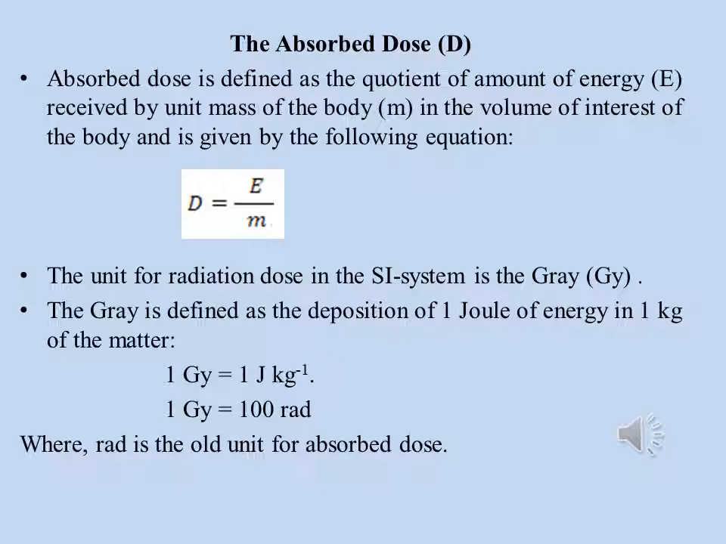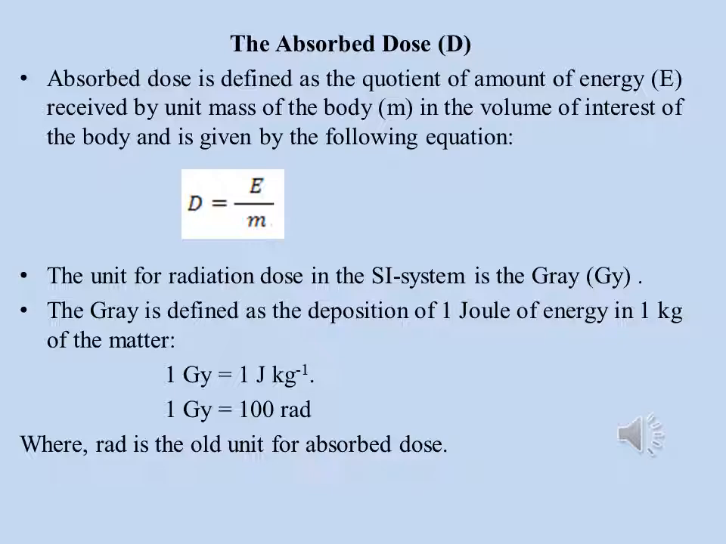The absorbed dose, D. Absorbed dose is defined as the quotient of the amount of energy, E, received by a unit mass, m, of the body in the volume of interest, and is given by the following equation. Absorbed dose equals the amount of energy, E, divided by the unit mass, m, in kg.